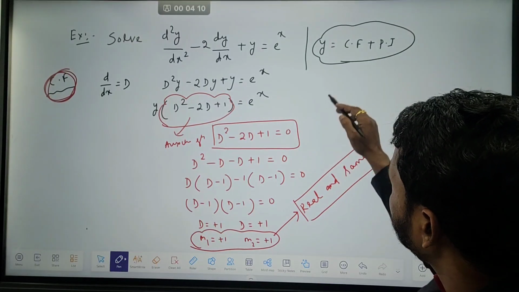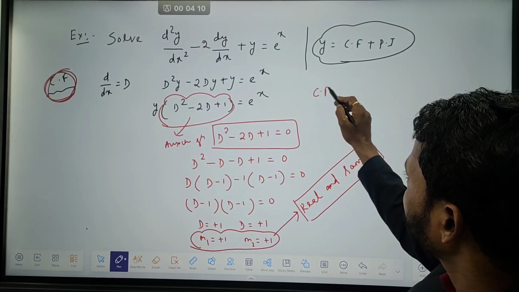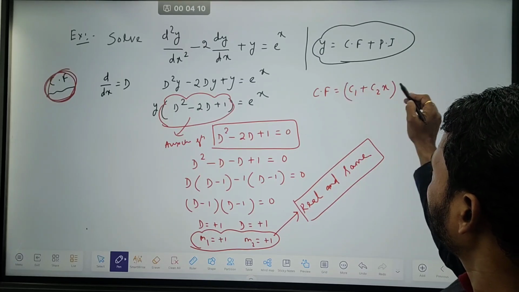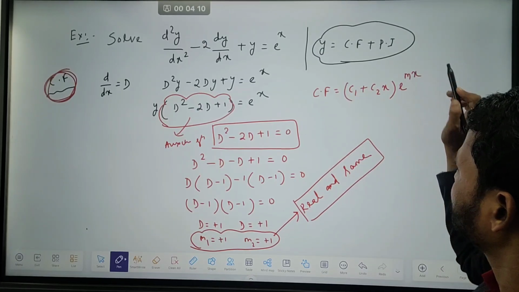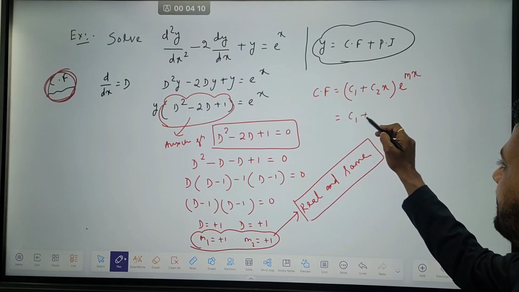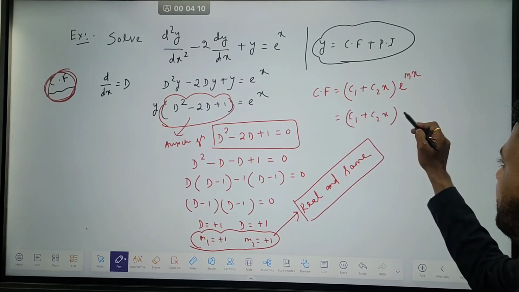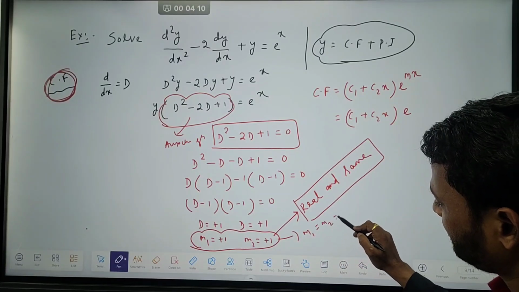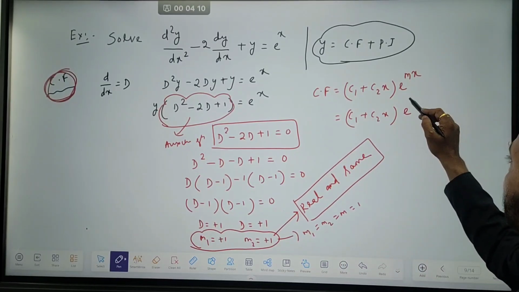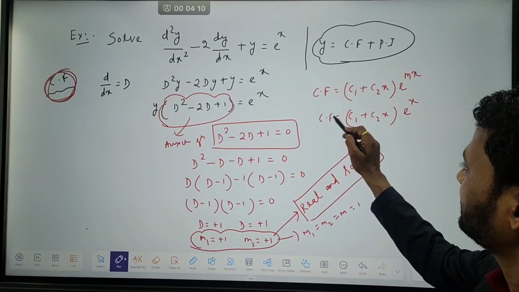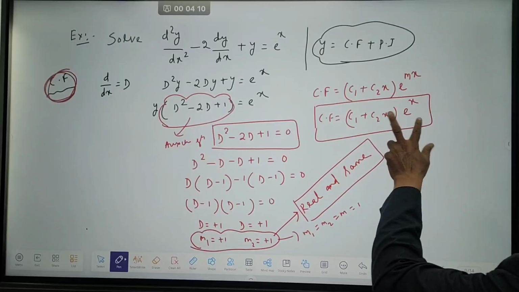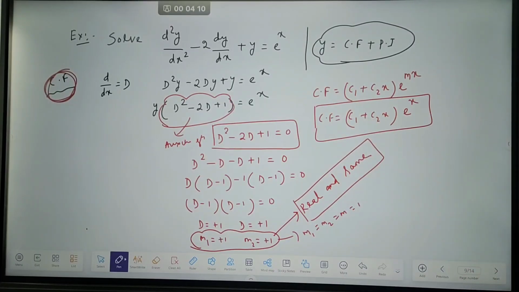If both are real and same, what is CF? CF is C1 plus C2x whole into e to the power mx. Understood? So C1 plus C2x e to the power m, what is m? You can take m1, m2 or m. That is 1. So e to the power x only. So that is your final answer. Understood? So you are getting CF as C1 plus C2x whole into e to the power x. Clear?